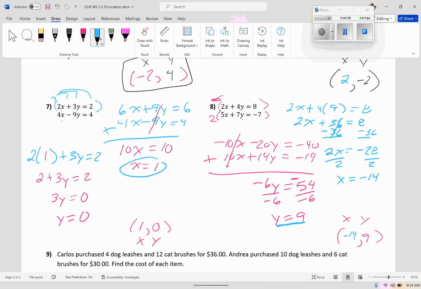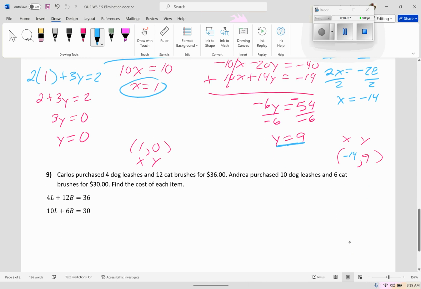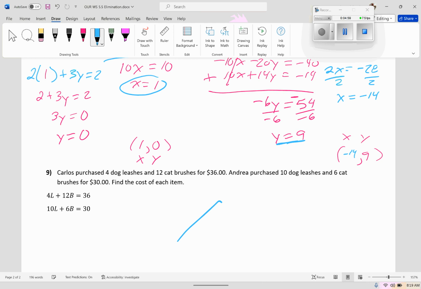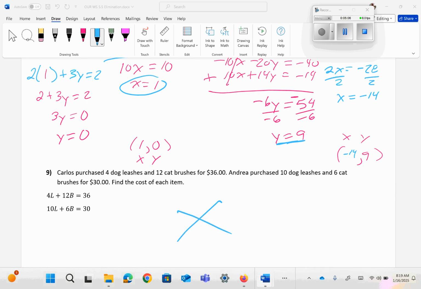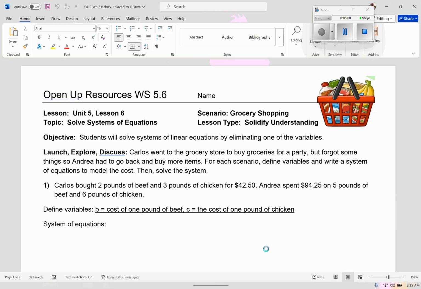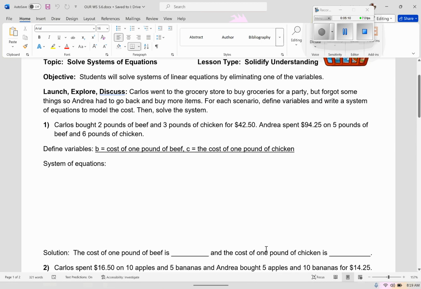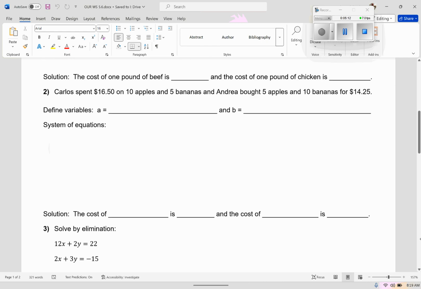And then I'm not going to worry about this last problem, just skip it. It's not a big deal. Okay, all right, so let's see what else we got. Let's go to the front side of 5.6. We're just going to see if we can work through this a little bit.